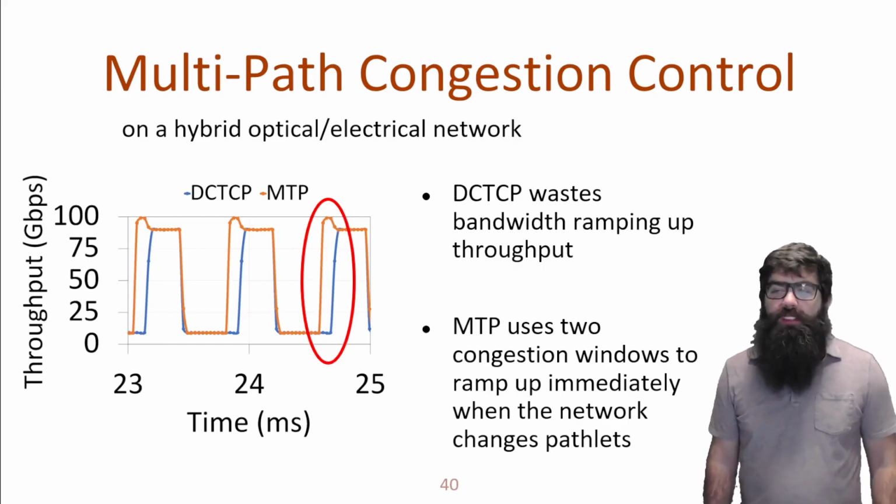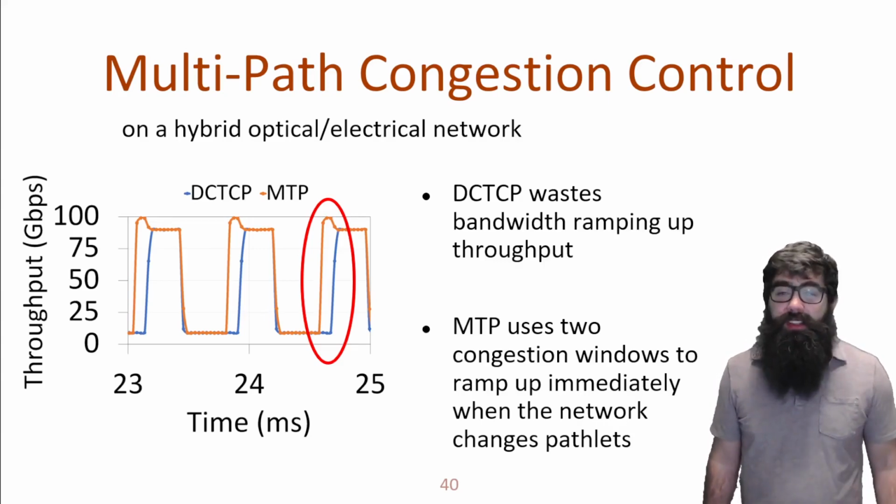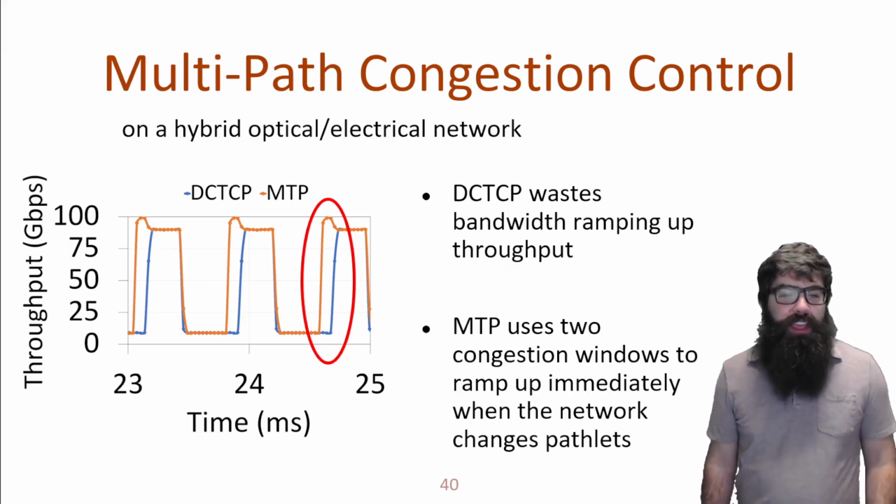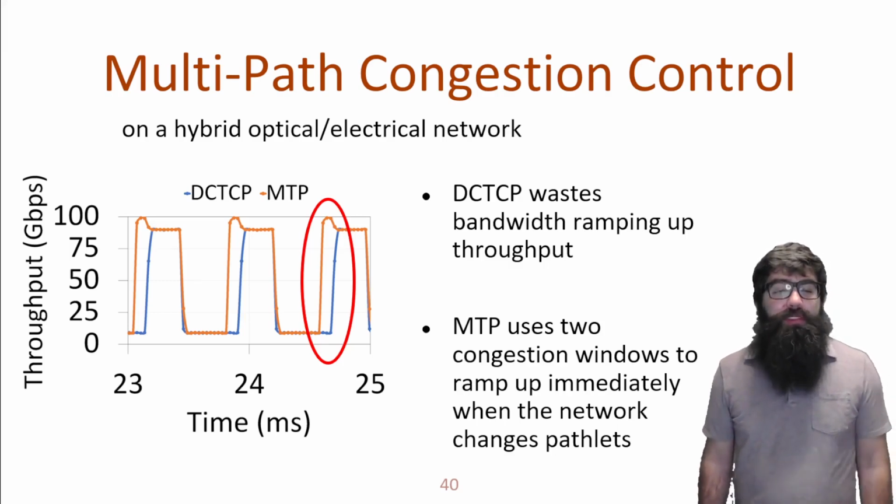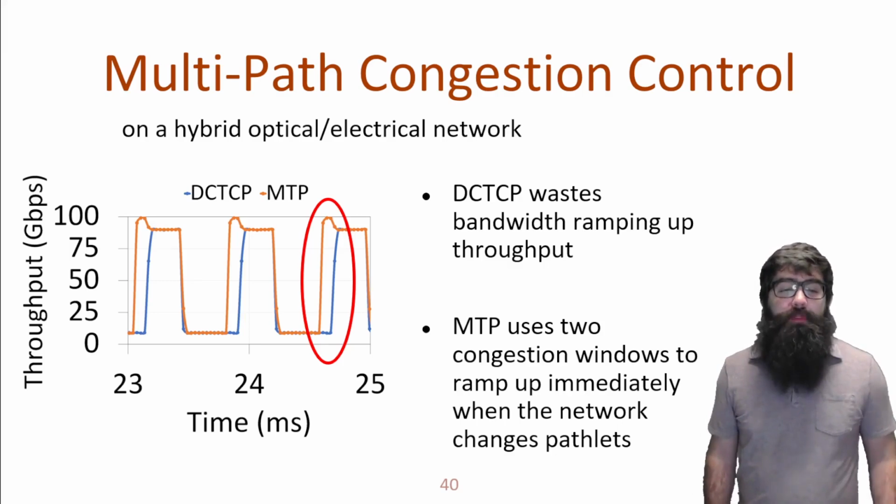This figure shows the results of this experiment. When the network switches between the slow 10 gigabit connection and the fast 100 gigabit connection, DC-TCP wastes bandwidth, ramping up its throughput over time. In contrast, MTP uses two congestion windows to ramp up throughput immediately when the network changes pathlet.